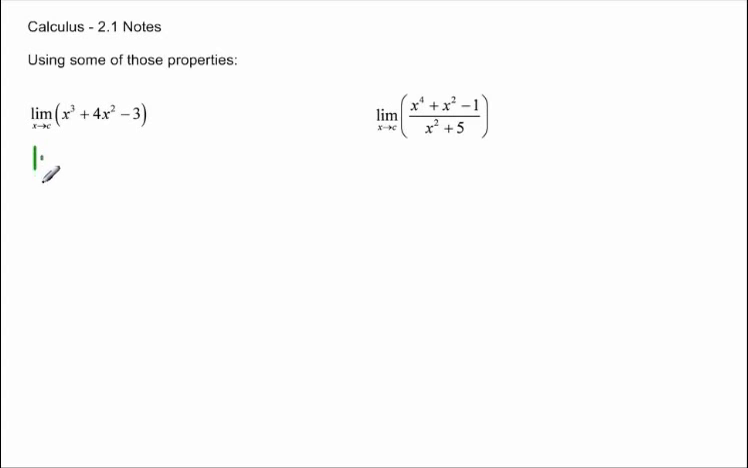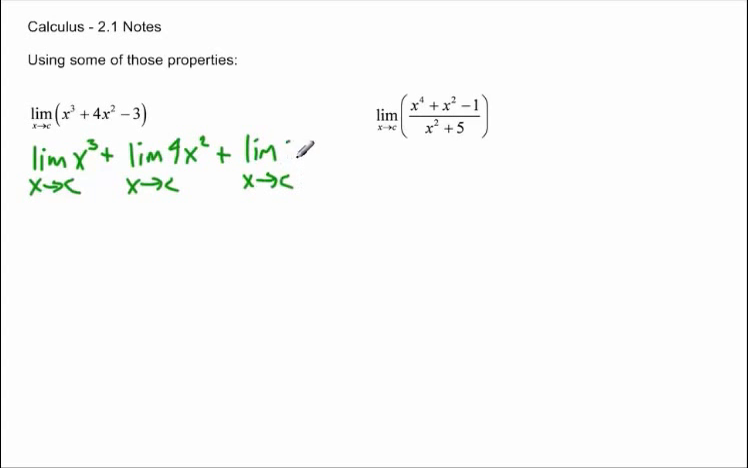So we're just going to look at it as the limit as x approaches c of x cubed plus the limit as x approaches c of 4x squared plus the limit as x approaches c of 3. And this is not a plus, it's a minus. Wow, that was a big erase. So I'll redraw my limit here and my squared here.